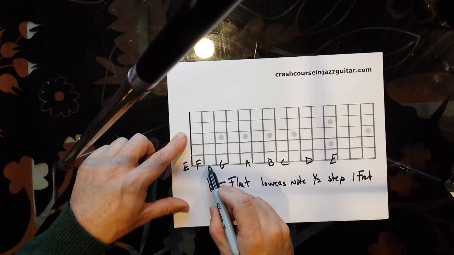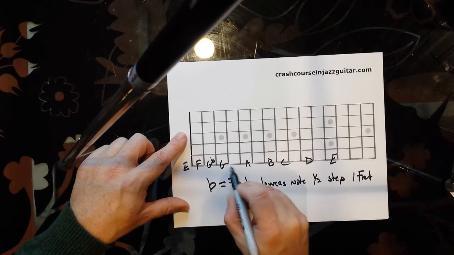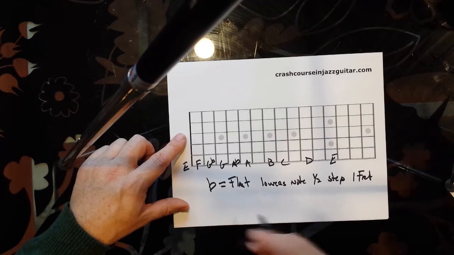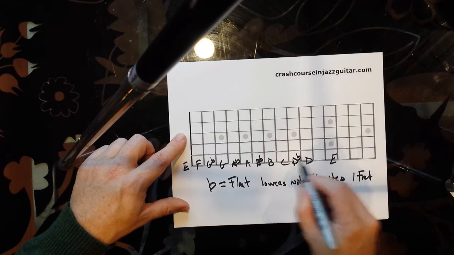So this note here is now a G flat. This note here is an A flat, right? Pretty simple. B flat, D flat, E flat. That's it. So now you notice that some of these notes have 2 names, and they do.